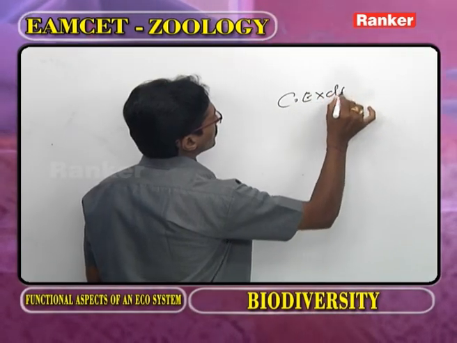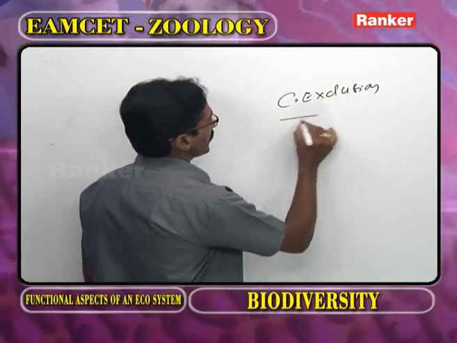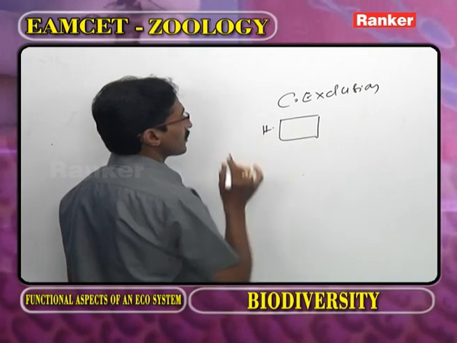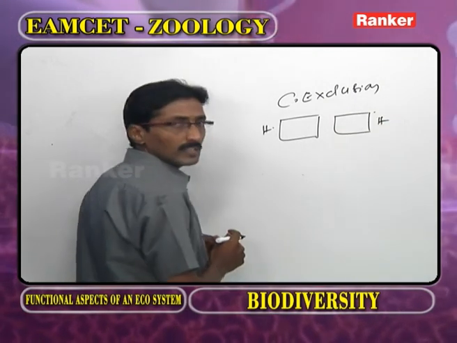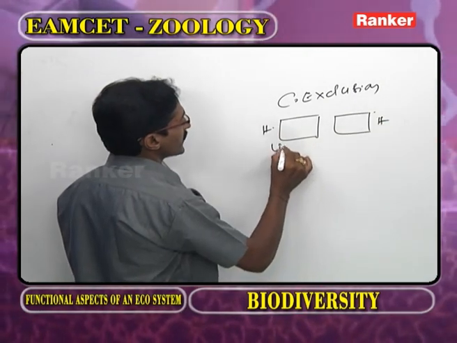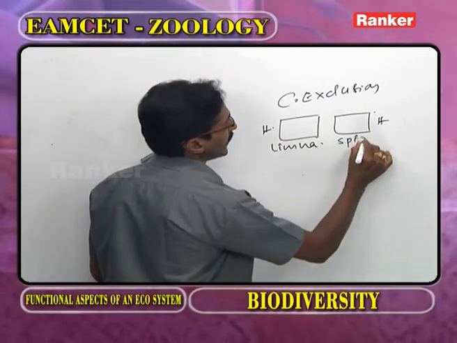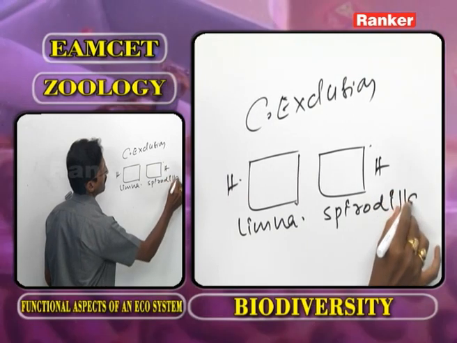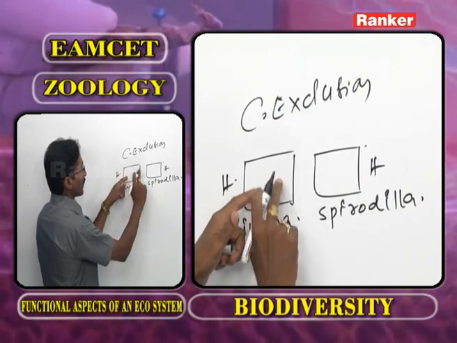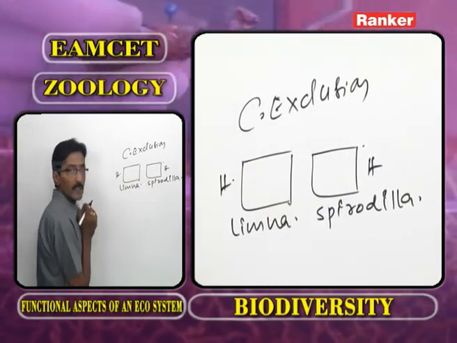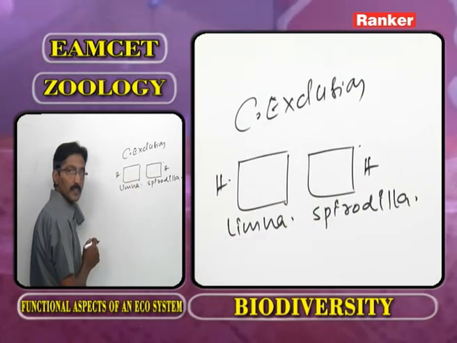Competitive exclusion. Now regarding the competitive exclusion, this is one habitat. H means habitat. This is another habitat. Now in this habitat what is present? The Limna. In this habitat what is present? The Spirodela. Now the Limna and Spirodela are present in two different habitats. In their own habitats they are independent.